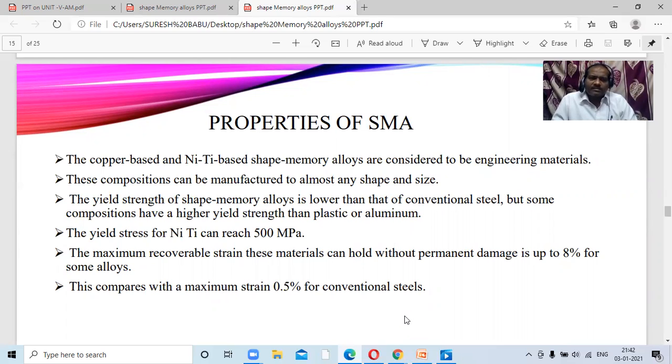Next, these compositions can be manufactured to almost any shape and size. That means for a small particle it is possible, for a large particle or for a large size of products or semi-finished raw materials also it is possible. That means these compositions can be manufactured to almost any shape and size.